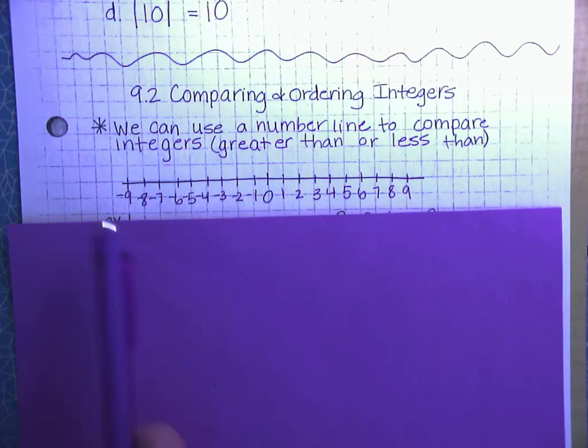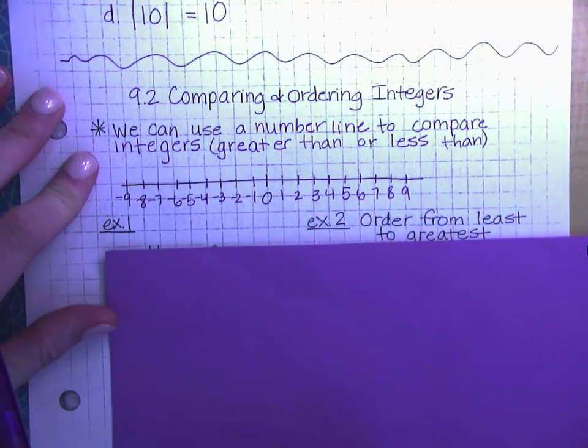So numbers on the left side of the number line, are they going to be larger or smaller than numbers on the right? Smaller. They're going to be smaller because they're less than 0. So as you go further to the right, the numbers are going to get bigger. Okay?